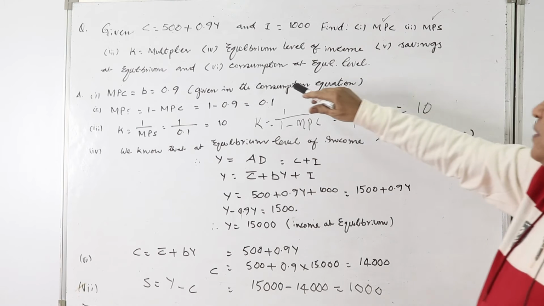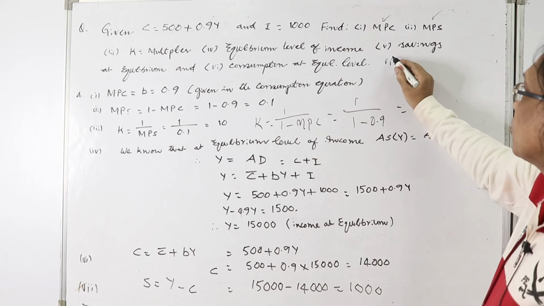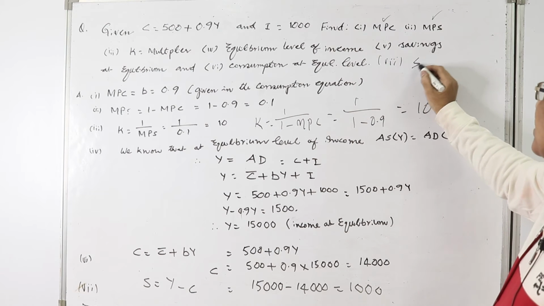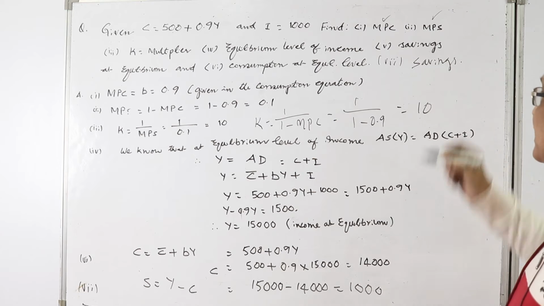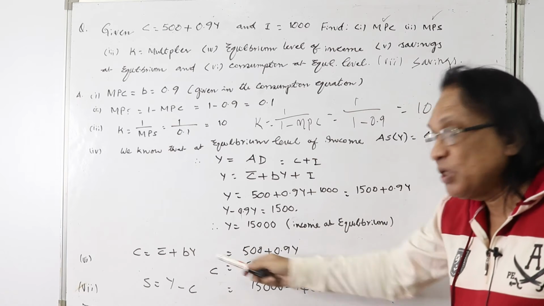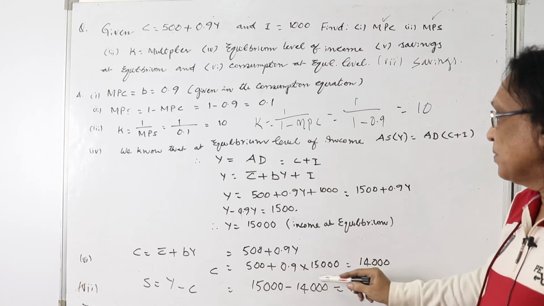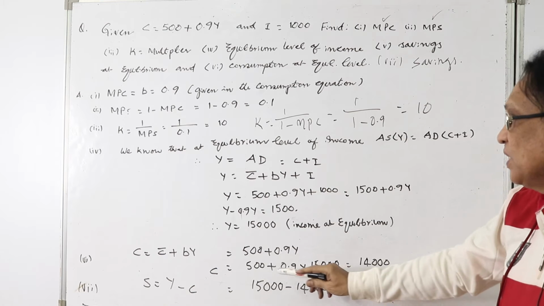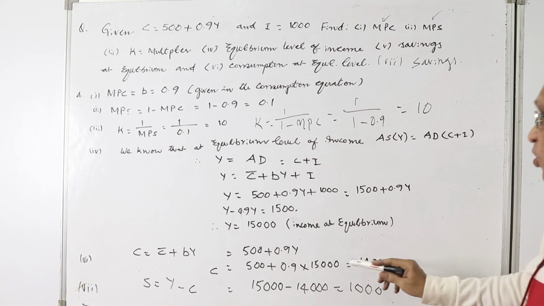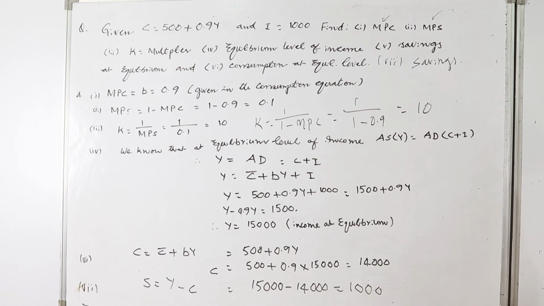How do we find out the last value and one more value also? Consumption at equilibrium. So we can find out one more value. How do you get savings at the equilibrium also? We'll write this also. So here, C is equal to C bar plus BY, that is C bar 500 plus 0.9Y. We got the equation here, 500 plus 0.9Y. We just found out equilibrium income 15,000. You multiply with this 0.9, so you get 14,000. So now you got 14,000 is consumption at equilibrium level of income.